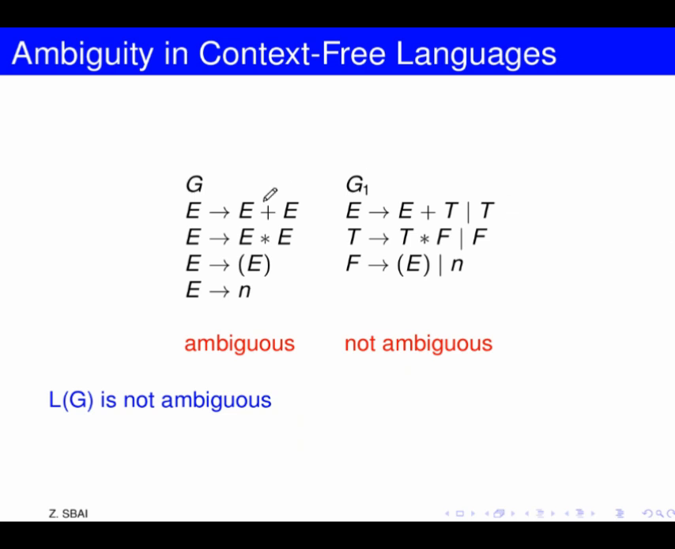So to sum up here, we have a grammar G that is ambiguous, but we found another grammar G1 which is equivalent to G and which is not ambiguous. So we say here that the language of the grammar G is not ambiguous, since there is a grammar that is not ambiguous that may generate this language.